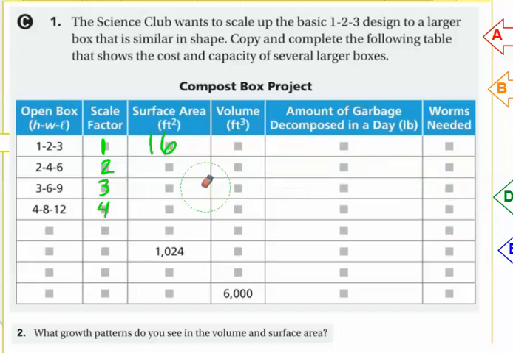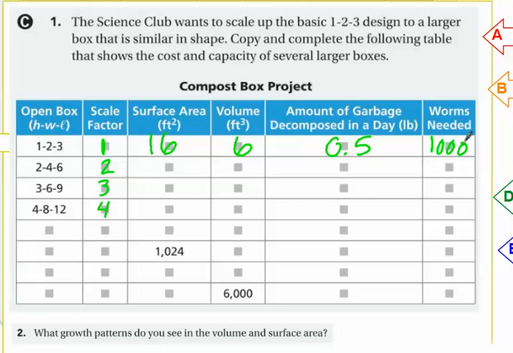For my volume, it's the same formula we've been working with. Length times width times height. So 1 times 2 is 2, 2 times 3 is 6. Now we saw in our problem at the beginning that the amount of garbage for that 1, 2, 3 box is 0.5 pounds, and that needs 1,000 worms. So I'm going to do the exact same for the next couple boxes.